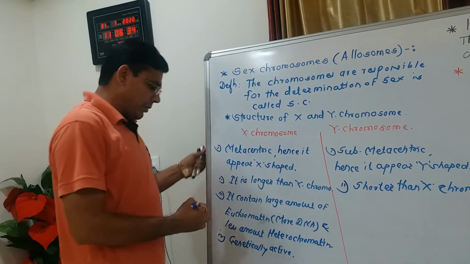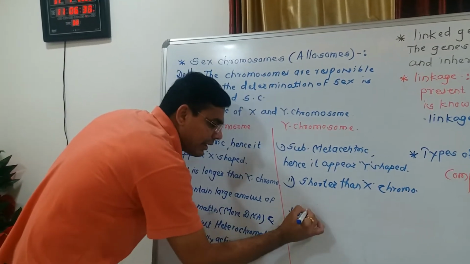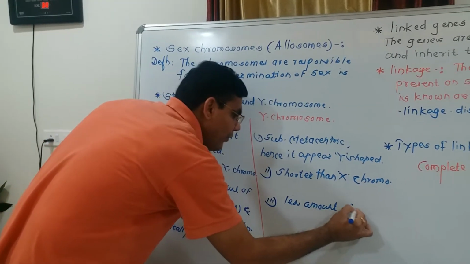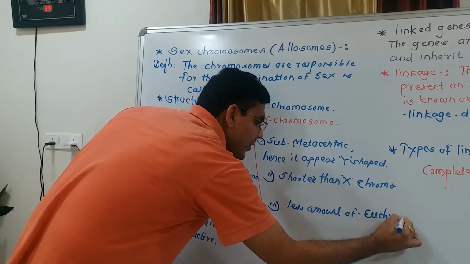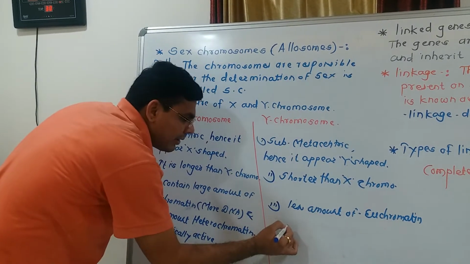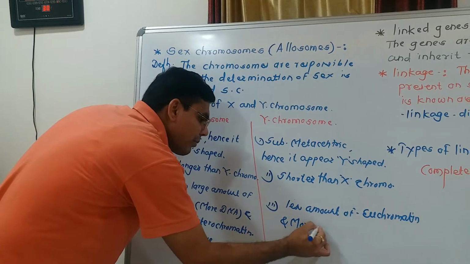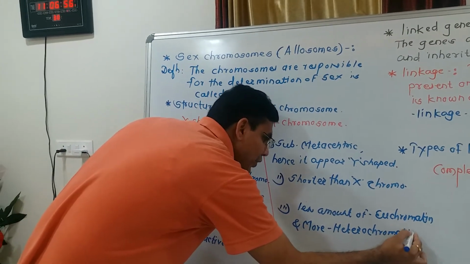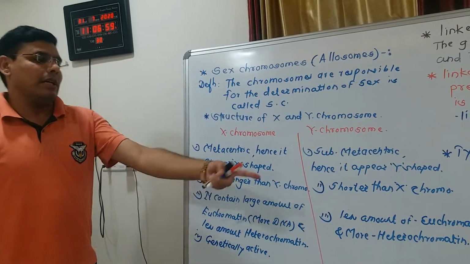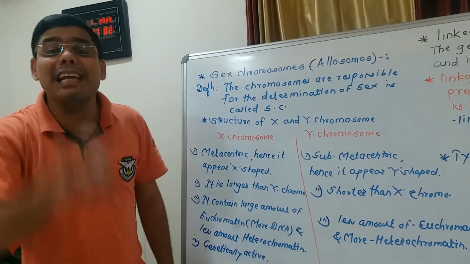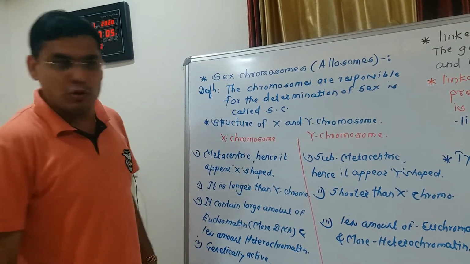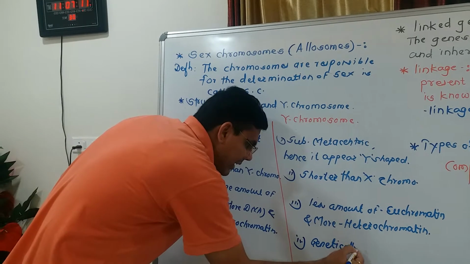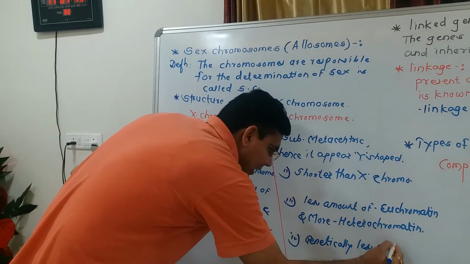But the Y chromosome contains less amount of euchromatin and more heterochromatin. Okay, hence it contains less euchromatin, meaning it contains less DNA as compared to the X chromosome. Hence it is genetically less active.